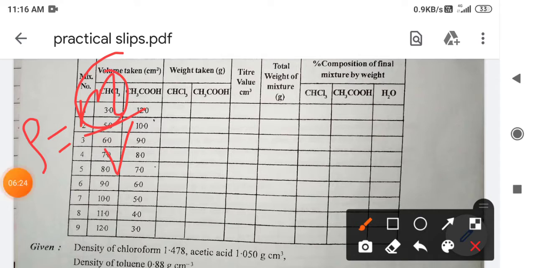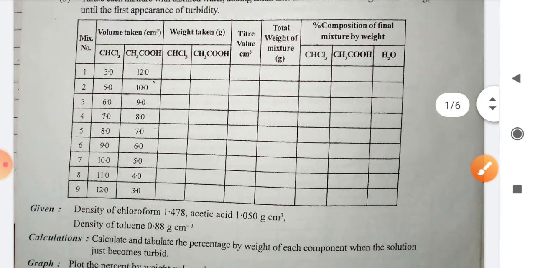Okay, so the density is given to you: the density of chloroform is 1.478 gram per centimeter cube. For acetic acid it is 1.050, or sometimes it might vary from bottle to bottle.